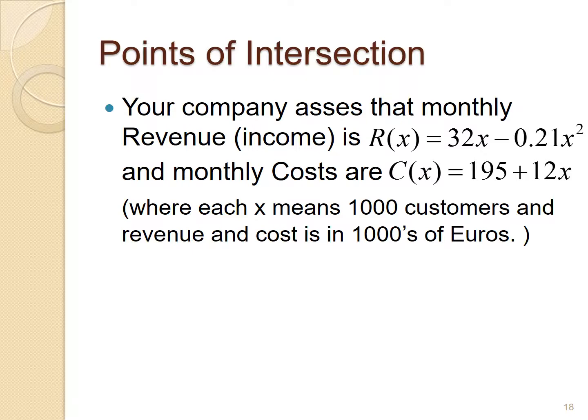Now, the rest of the problem says where each x means 1,000 customers, and the revenue and cost is in thousands of euros. So this is a relatively large company. So if our answer comes out where our x, say, for example, it was 50, that would be 50,000 customers. And our revenue cost, if it came out to be 100, that would be 100,000 euros, not just 100 euros. So keep that in mind. It's important in the questions.